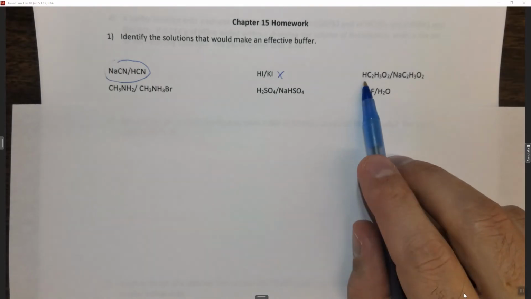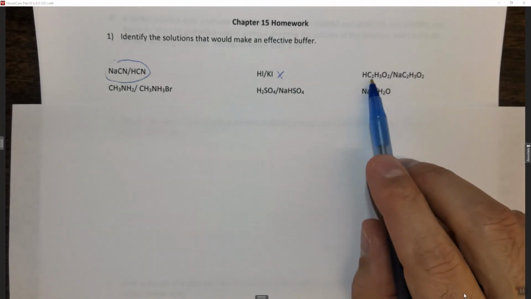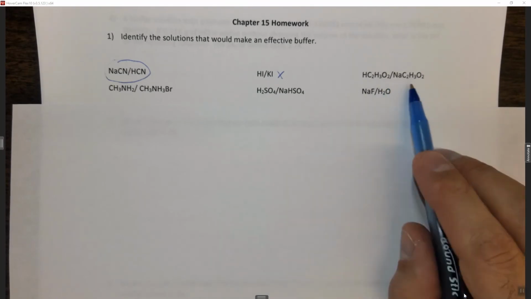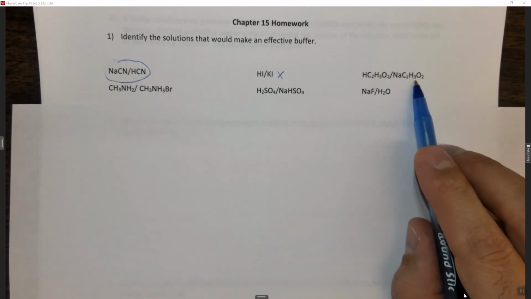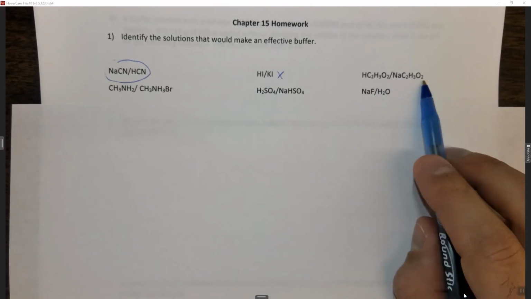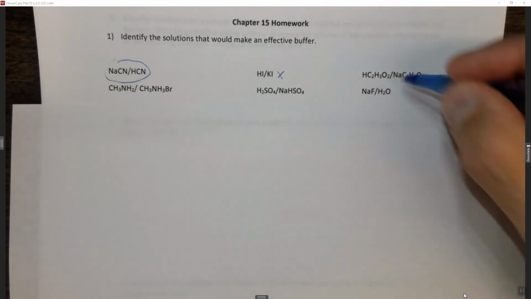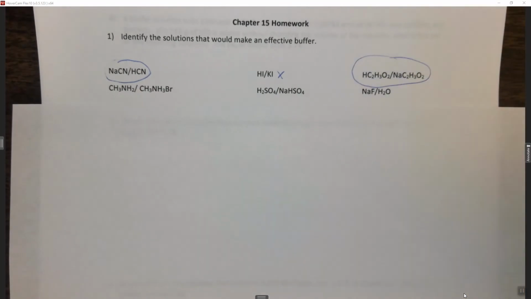Here we have acetic acid, HC2H3O2. This is acetic acid, a weak acid, and NaC2H3O2, sodium acetate. So we have a weak acid and its conjugate base. This one will make an effective buffer.